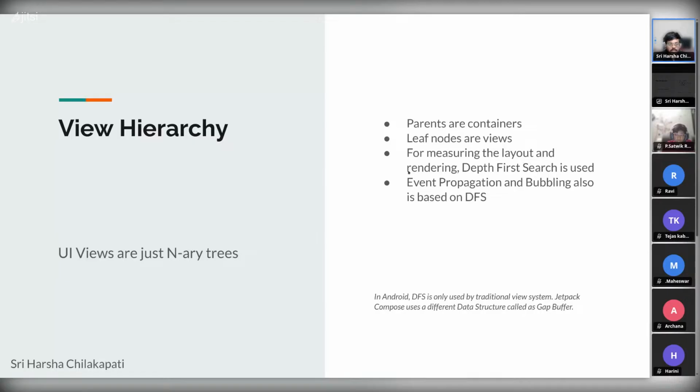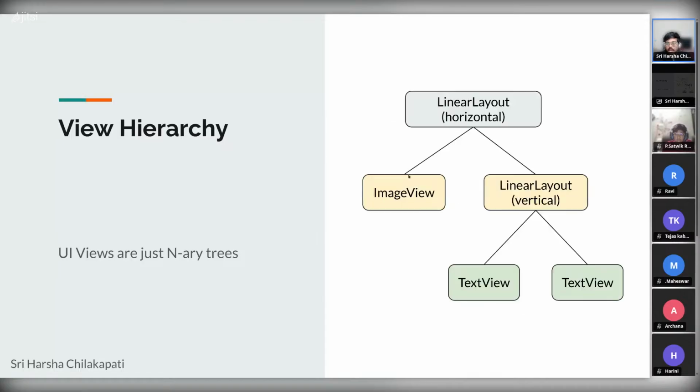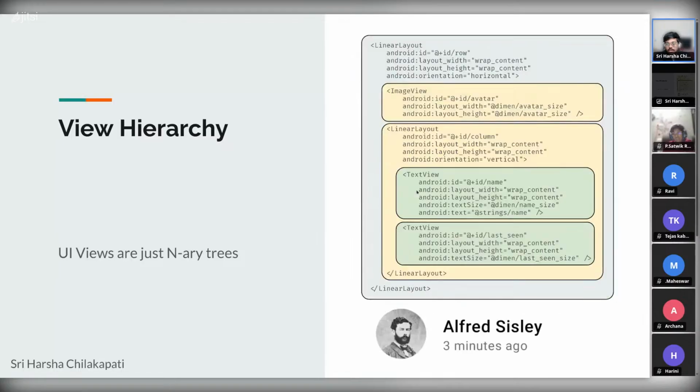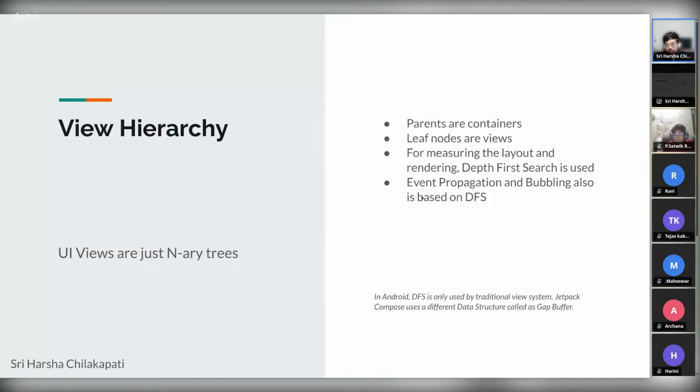Now, what about events? For example, let's say we have a button here, and the user tapped on that button. So how would that event happen? Again, the event happening is also part of DFS. And bubbling is basically, if one view is not handling that event, the parent will be asked to handle that event. So that is event bubbling. And they use our first algorithm, depth first search.